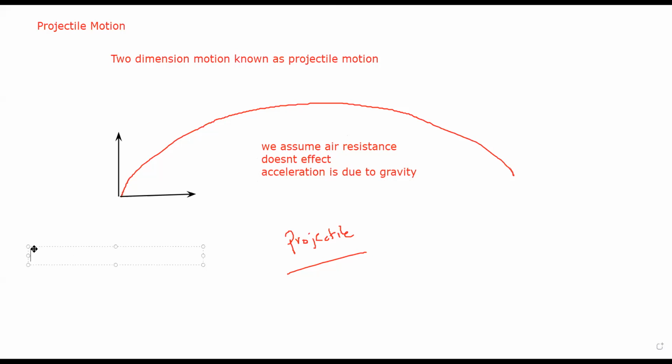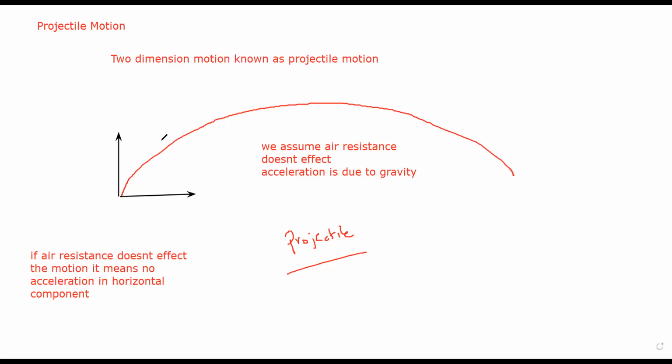So if air resistance does not affect the motion, it means there is no acceleration or change in speed in the horizontal component. Or we can say the horizontal component remains the same throughout the motion.